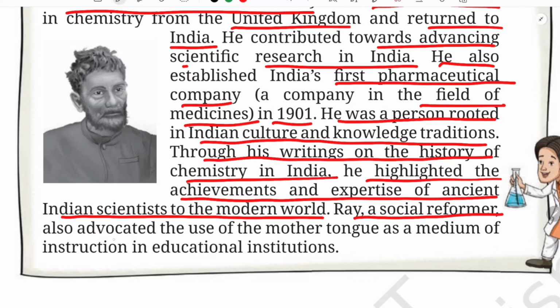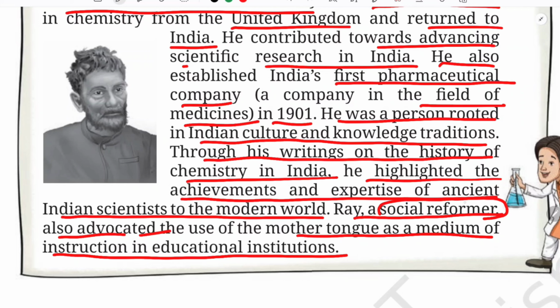And Ray, a social reformer, also advocated the use of mother tongue as a medium of instruction in educational institutes. So when he wrote his history of chemistry in India, he highlighted the achievements of our ancient scientists to the modern world, because it was unknown to them, isn't it? So he highlighted their achievement. And Ray is a social reformer. What is a social reformer? One who brings good changes in society. See, reform means change, isn't it?